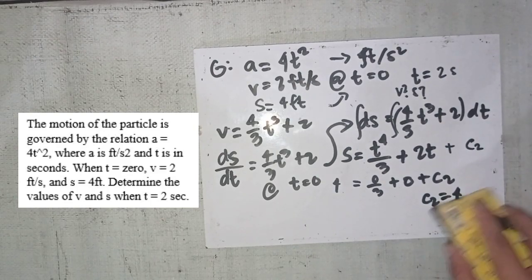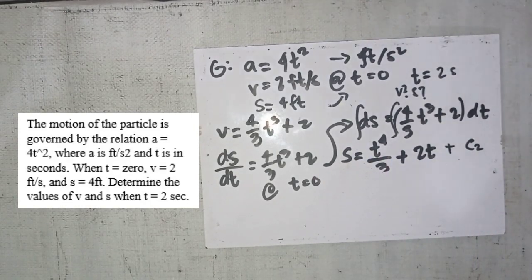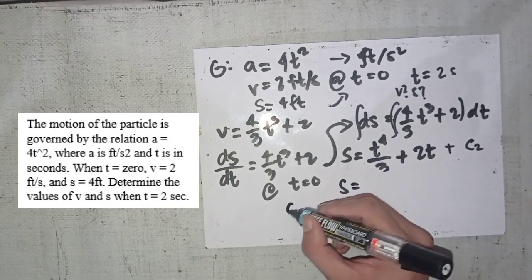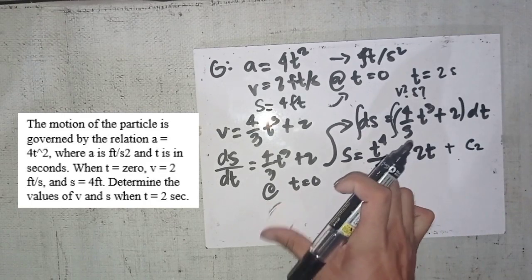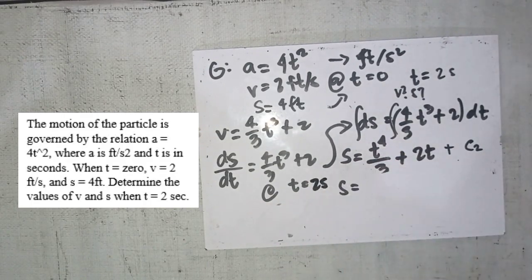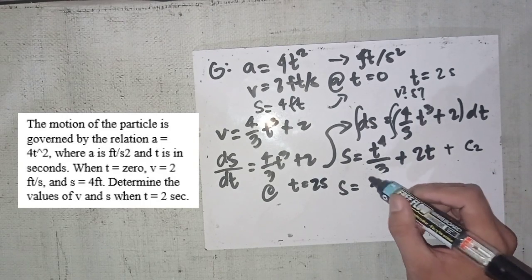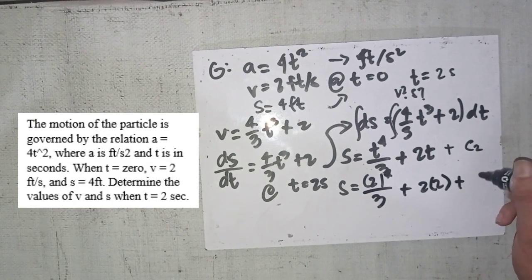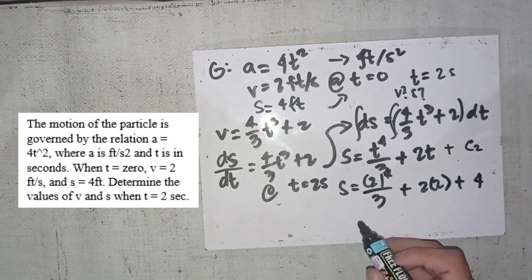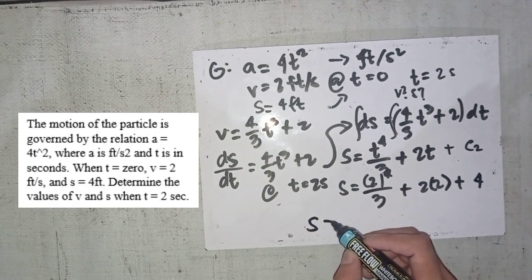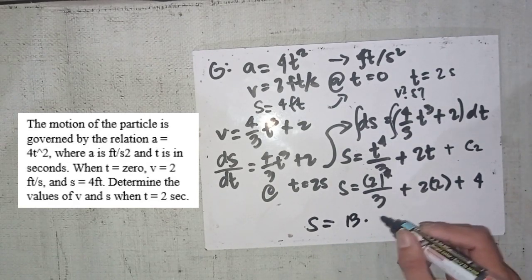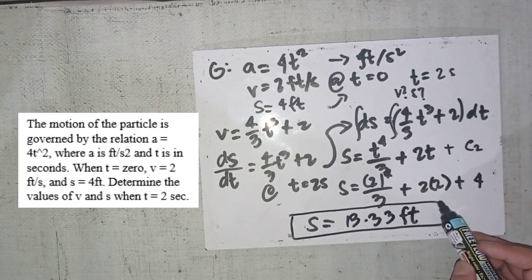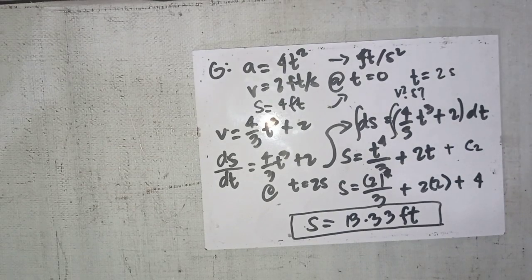So to find s, or the distance at 2 seconds, what we have here is 2 raised to 4 over 3 plus 2 times 2 plus the arbitrary constant, which is equal to 4. To solve this, we obtain a value of 13.33 feet. So this is the distance covered by the particle from the origin to 2 seconds time.